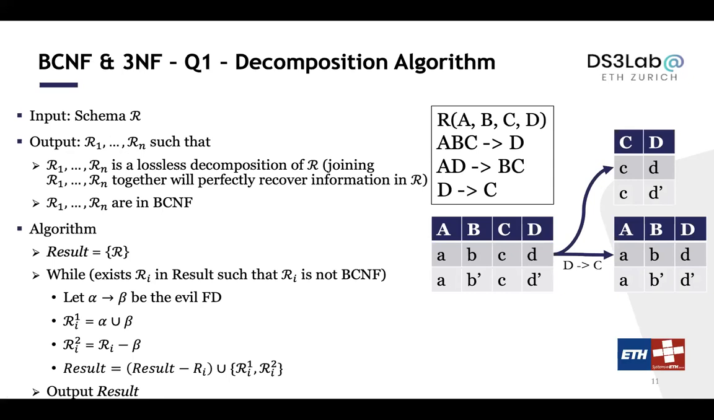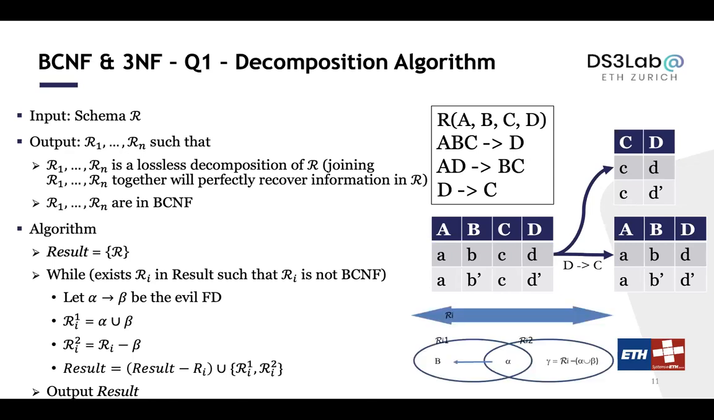Then you go through each of them to see whether they are in BCNF. If they are in BCNF already, you are done. Otherwise, you keep decomposing them. This is just one illustration of what happens. If you have alpha to beta in your original relation, you decompose it. You put alpha and beta together into one relation, and you put the other part into another relation.